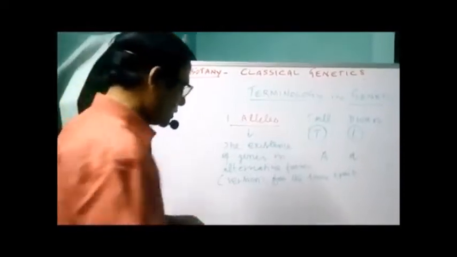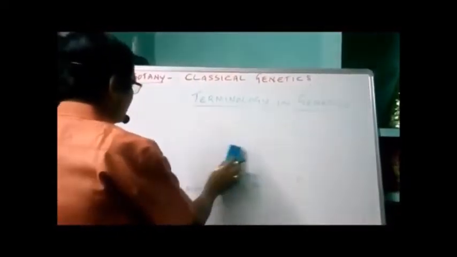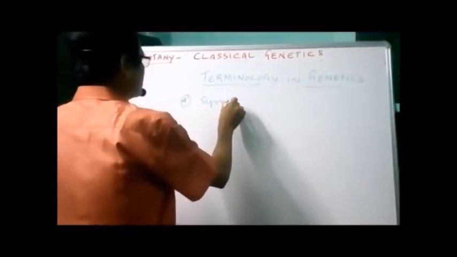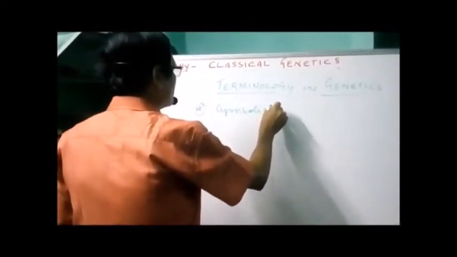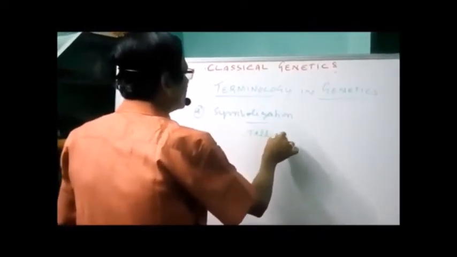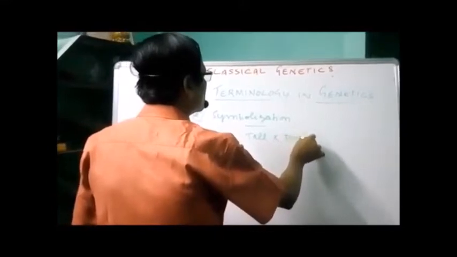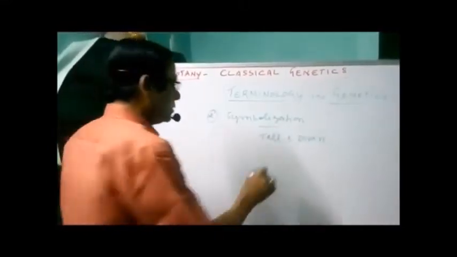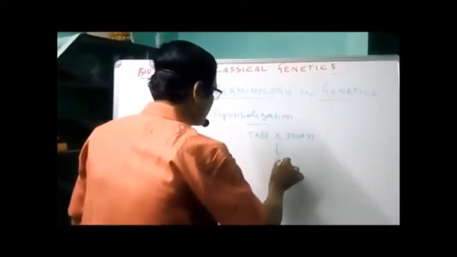Now, the next one: what is symbolization? How can you give letters for the genes? That is called symbolization. Now if you make a cross between tall and dwarf, pure breeding varieties, we are getting the tall one.